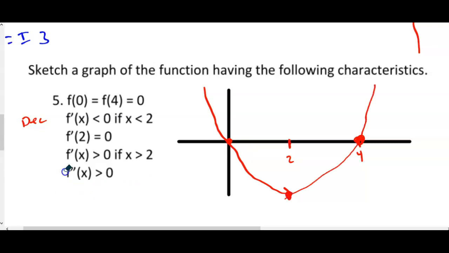And then it just says the second derivative is greater than 0. That means max or min. Since it's greater than 0, it's a minimum. Our graph looks something like this. I don't know how far down it goes, but this is our graph.